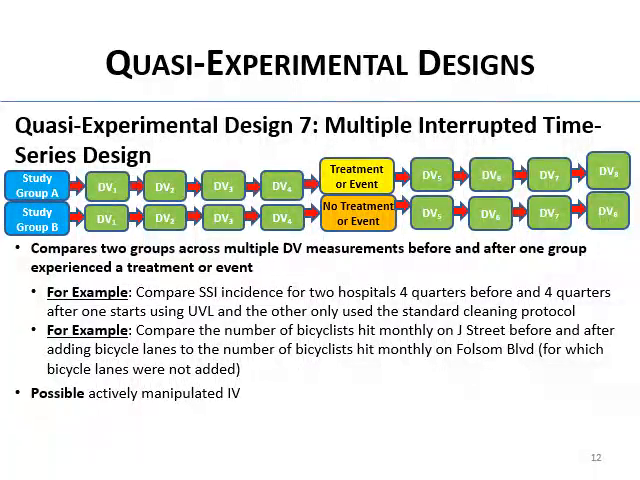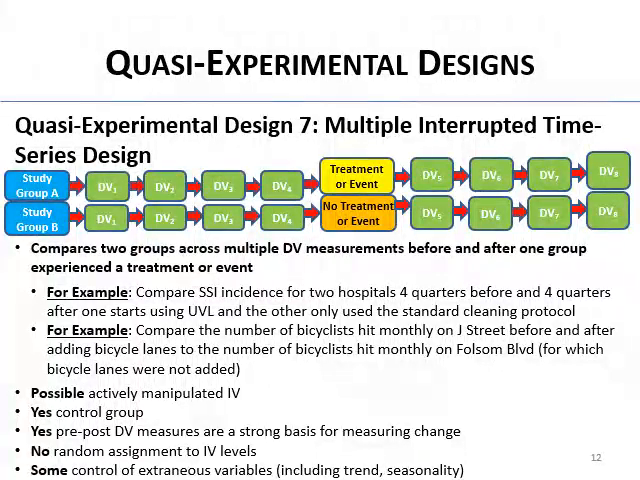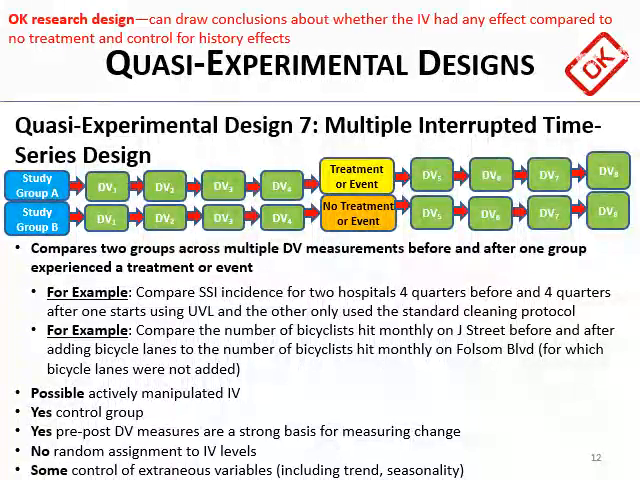So there's possibly an actively manipulated independent variable. You can determine what that treatment is for the treatment group. There is a control group, and there are multiple pre-post measures, which is a strong basis for talking about how things have changed. But there's no random assignment to IV levels, and there is some control for extraneous variables, again trend and seasonality, but also historical things because you've got a control group. So it's an okay research design. You can draw conclusions about whether the IV had an effect compared to no treatment, and you control for some history effects and other things, novelty effects. So it's considered an okay research design.